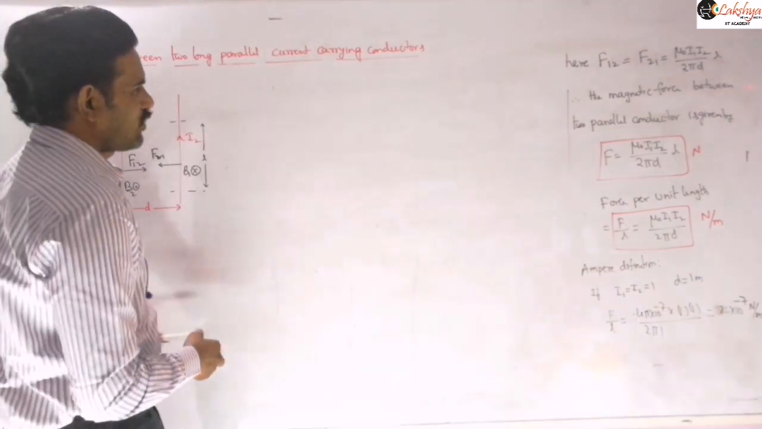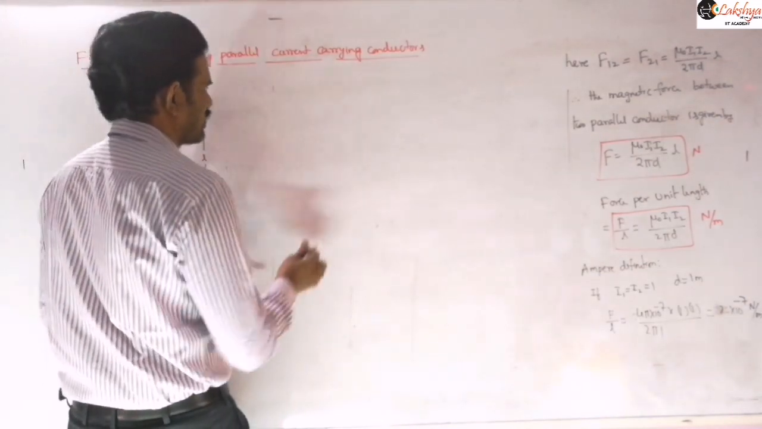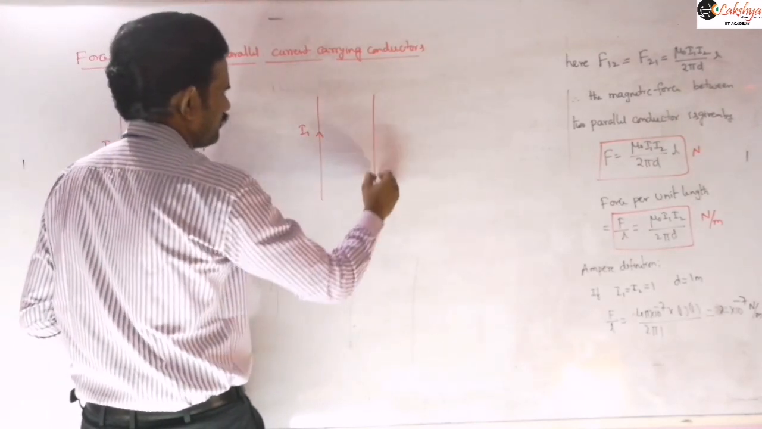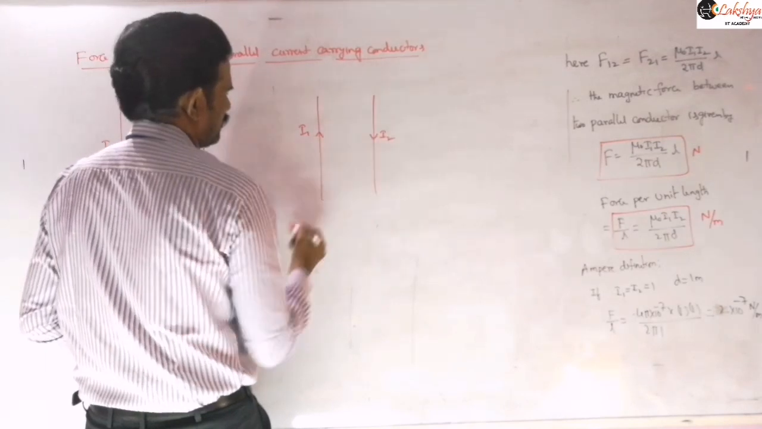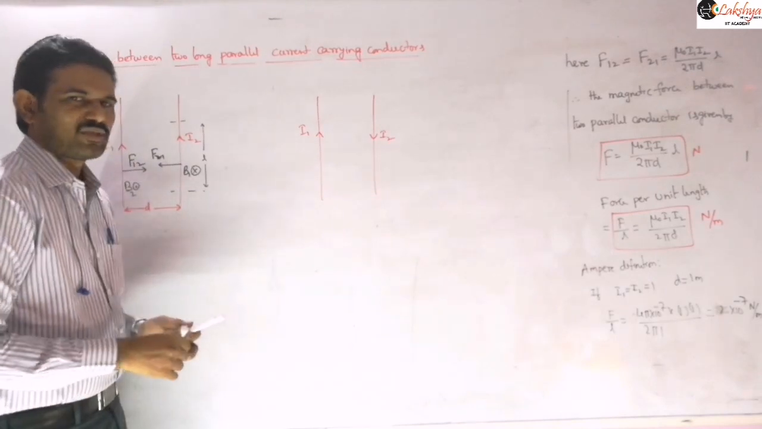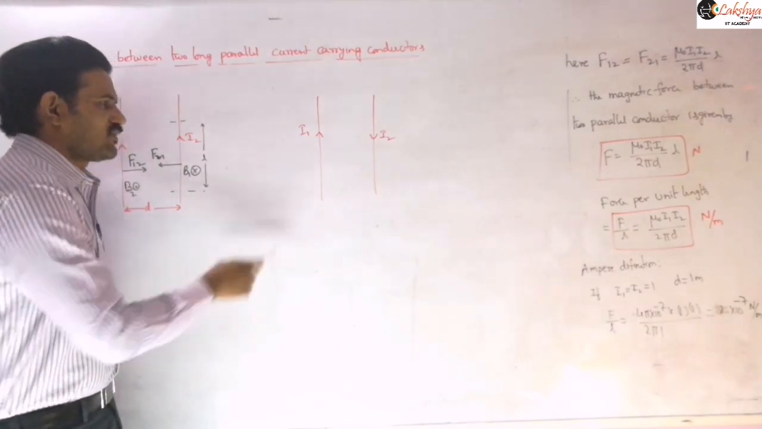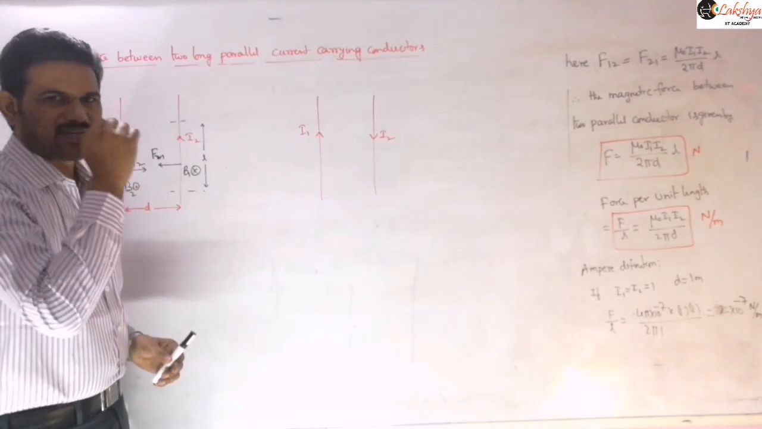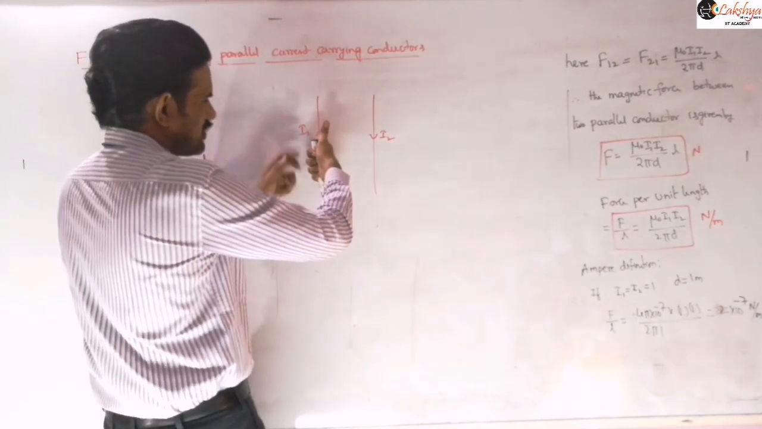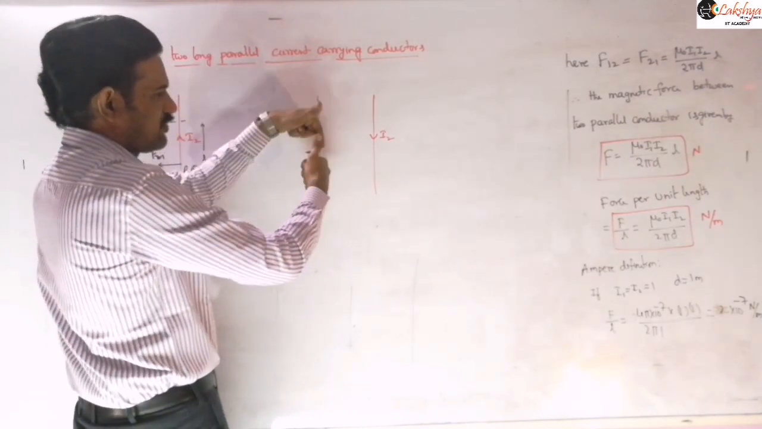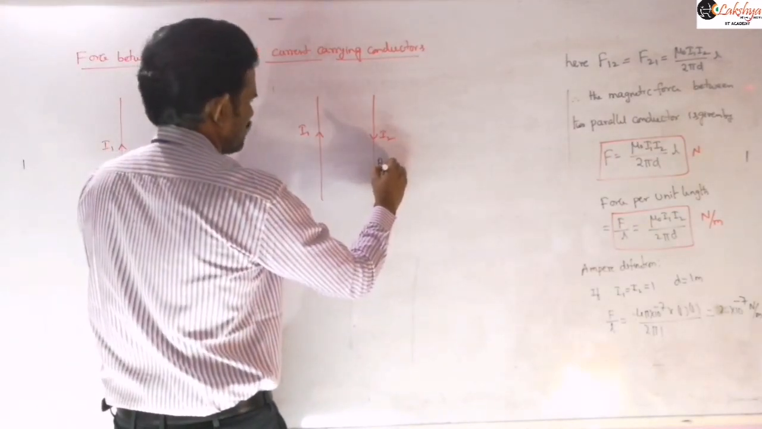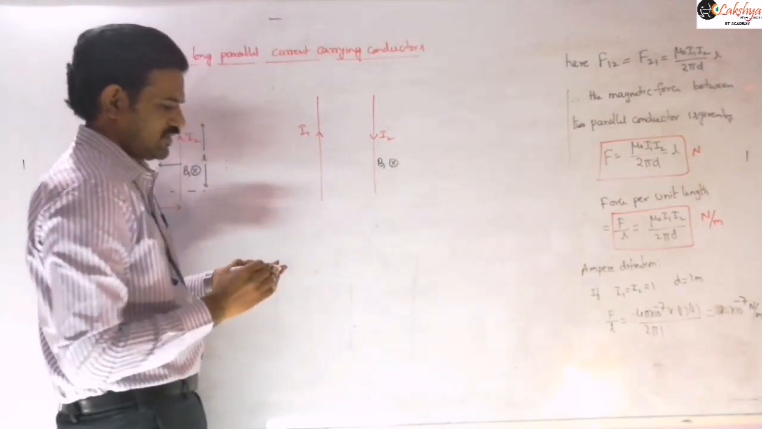Now if the current is in the opposite direction, let us check for this case. When current in these conductors is in opposite directions, this is I1 and I2, with the same separation, and we are just finding the direction. The same process applies. Let us identify the direction of the magnetic field of I1 at the site of I2. I1 is flowing here, so the magnetic field here will be into the plane. So B1 is into the plane.